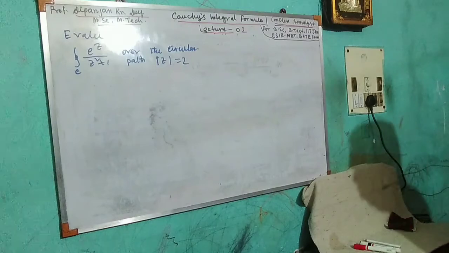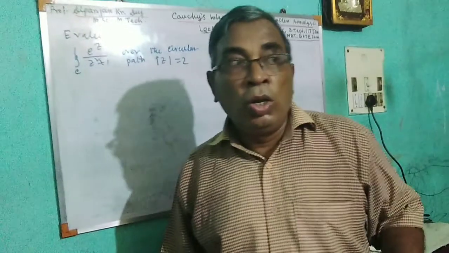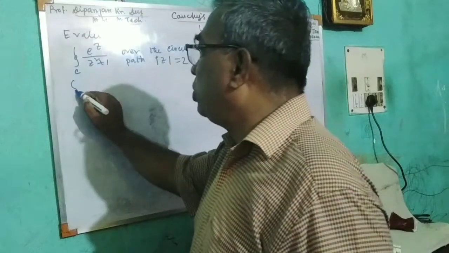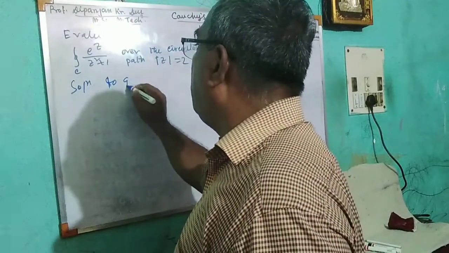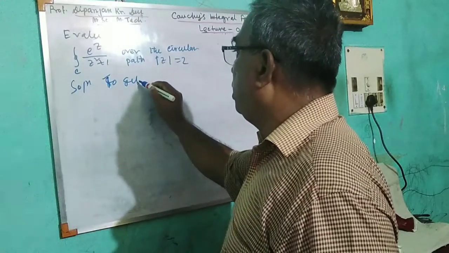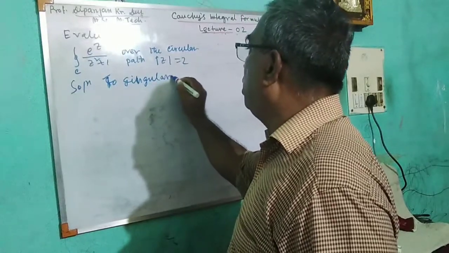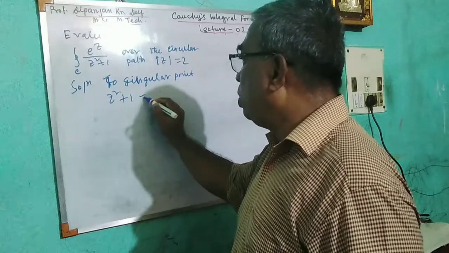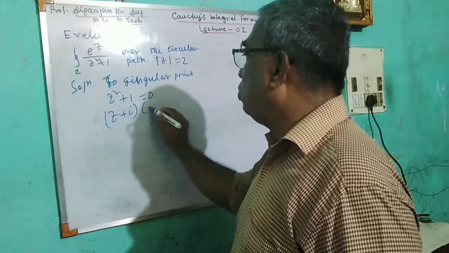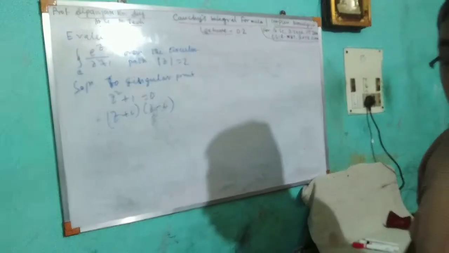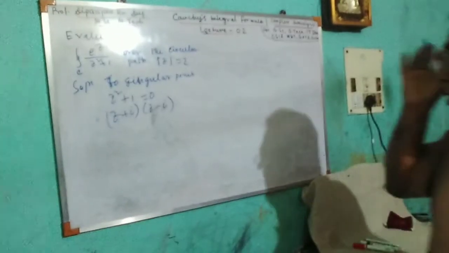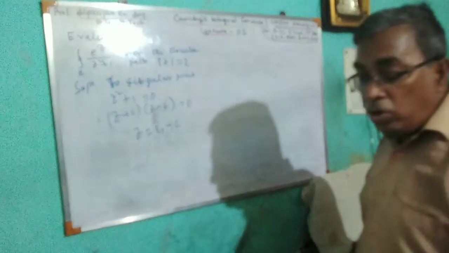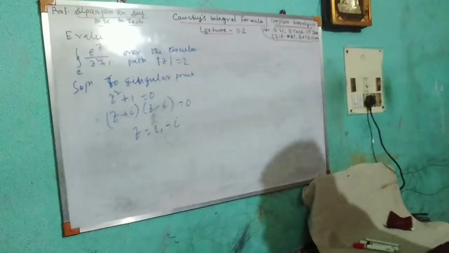First of all, to solve the sum, you have to find the singular point if there is one. See the solution. To get the singular point, we put the denominator equal to 0: z square plus 1 is equal to 0. So it can be written as z plus I into z minus I. So this is equal to 0, therefore z equal to I, minus I.